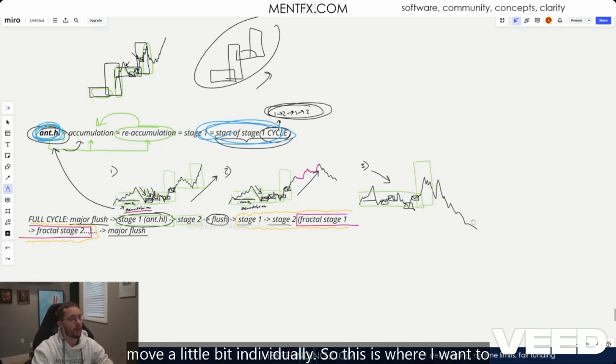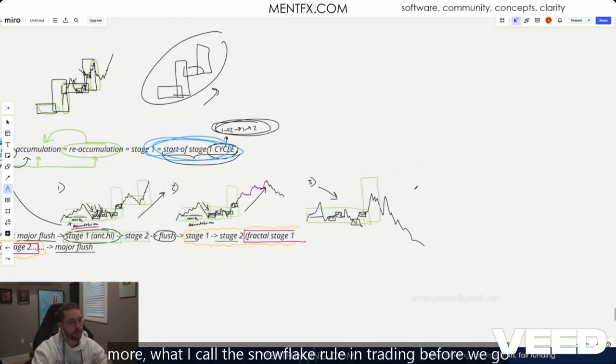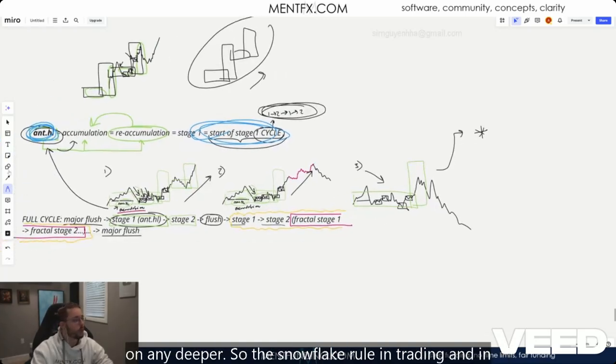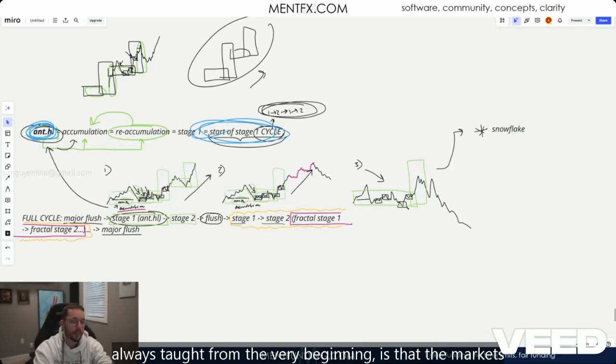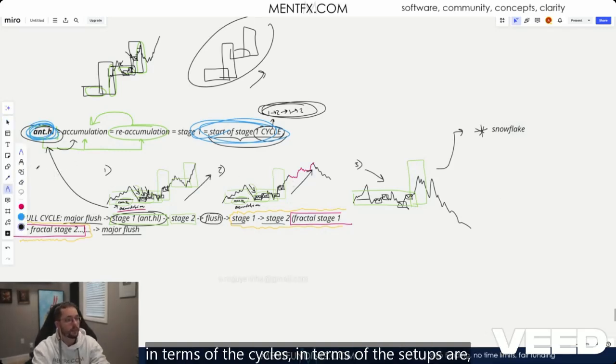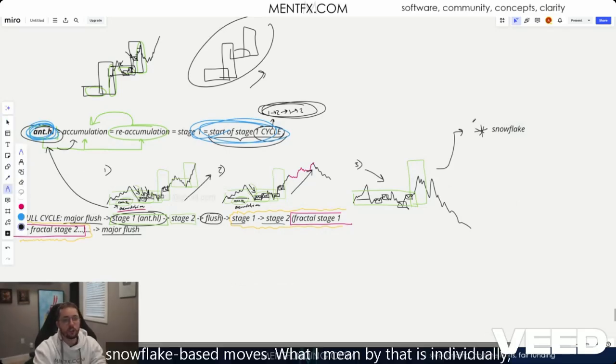So this is where I want to introduce you to, and you're going to hear from this a lot more, what I call the Snowflake rule in trading before we go on any deeper. The Snowflake rule in trading, and in basically the MetaFX methodology, and this is what I've always taught from the very beginning, is that the markets, in terms of the cycles, in terms of the setups, are snowflake-based moves.